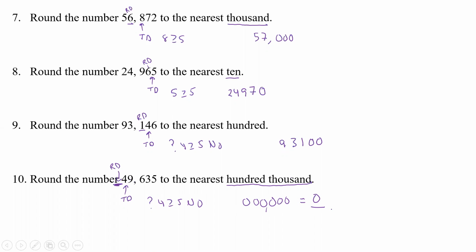Okay, and that makes sense because this is less than 50,000, and so if there's less than 50,000, that's not going to round up to 100,000, and so then we have to round down, which gives us a 0.